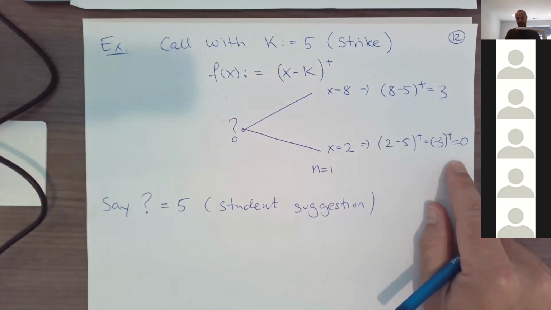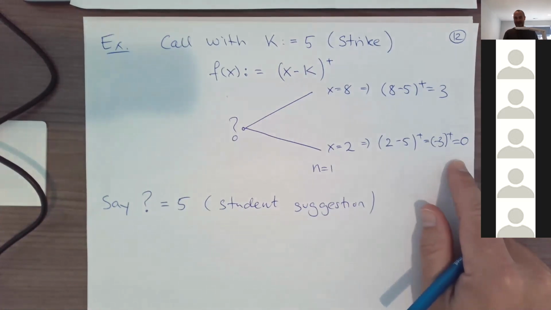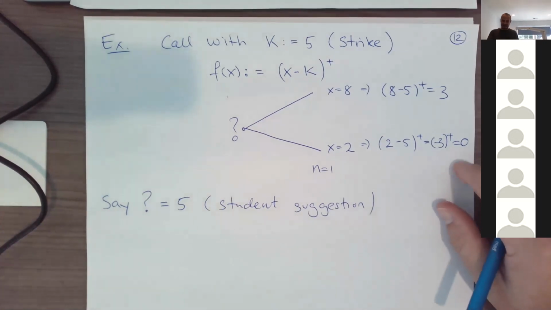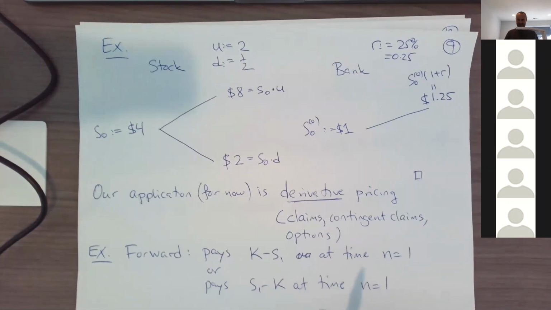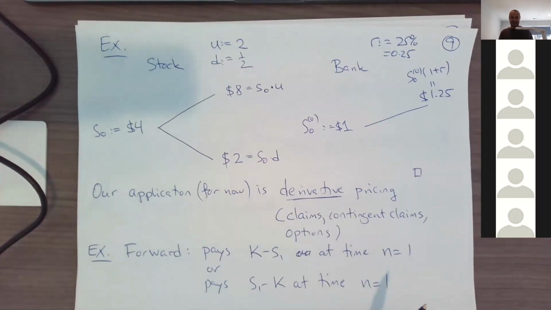Oh no. Okay. I want to pay 2. You want to pay 2? Okay. So you're not willing to pay 5, because if I look at it, its payoff is either 3 or 0. If I pay 5, I will lose money. That's right.